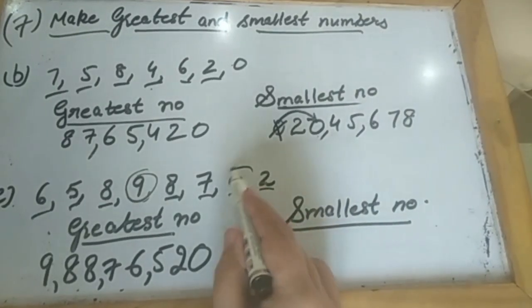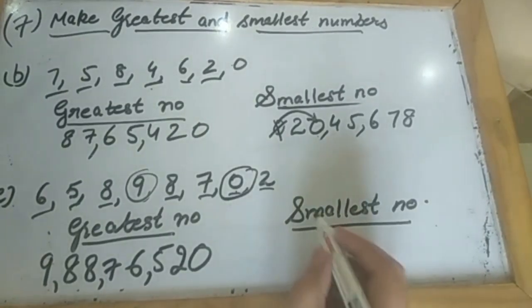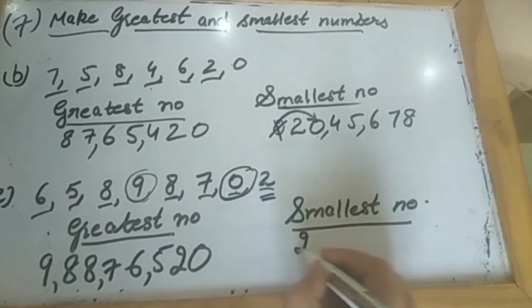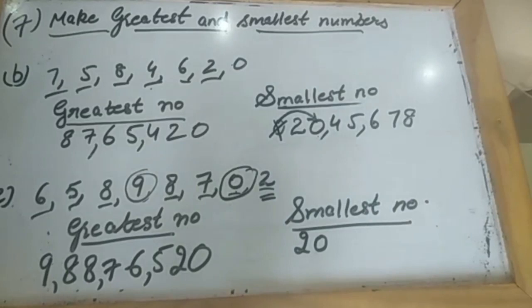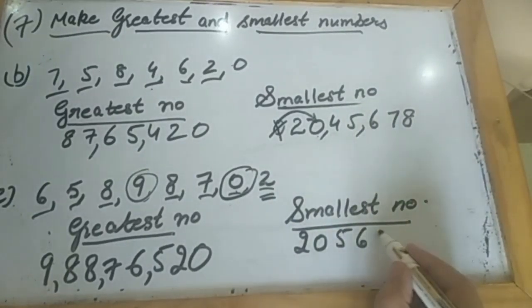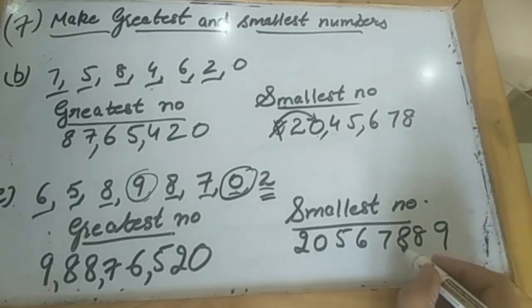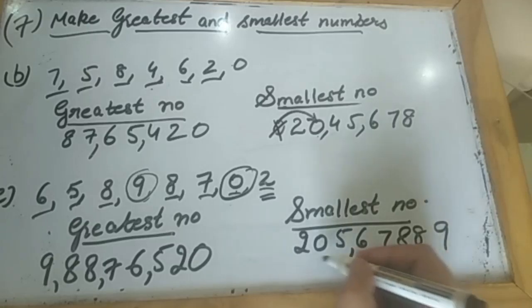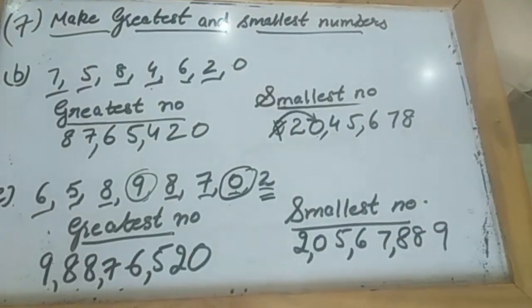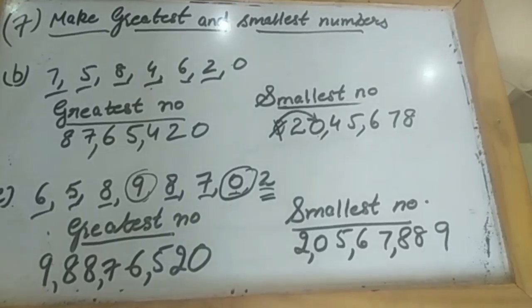Now the same here, you have a 0 here, but I cannot use 0 in the beginning. So I will first write 2 and then I will write 0. So 2, 0, 5, 6, 7, 8 twice, and then comes 9. So this is how we write in ascending order, and it will make the smallest number. So this becomes 2,05,67,889.